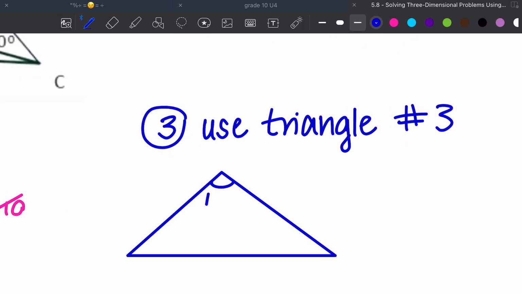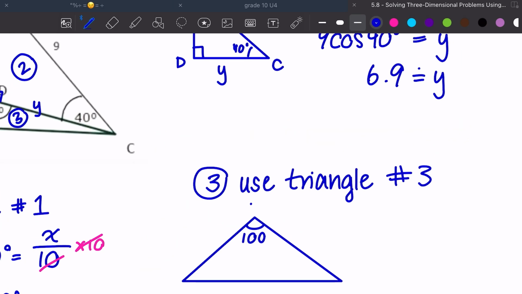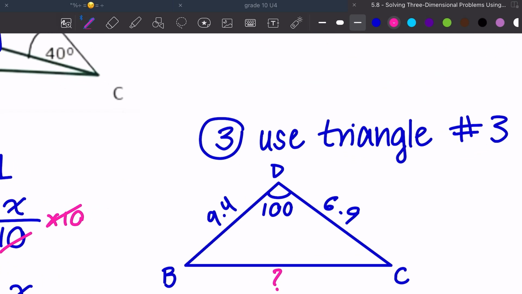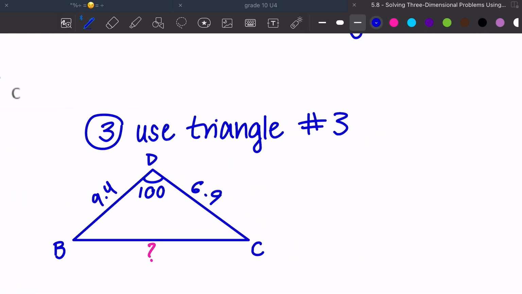All right, this is 100, and this is at D. This is 9.4. This is 6.9, B and C, and this is my unknown. So I've got the two other side lengths, and I've got the corresponding angle for this missing side length. I can use cosine law. Right, so we'll call this one just D, little lowercase d.